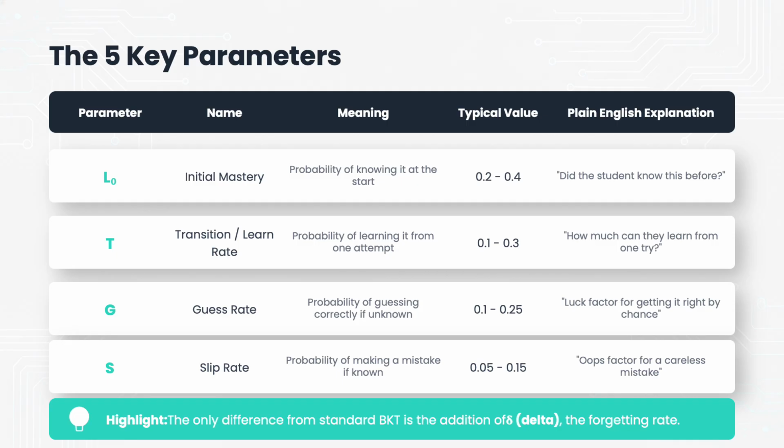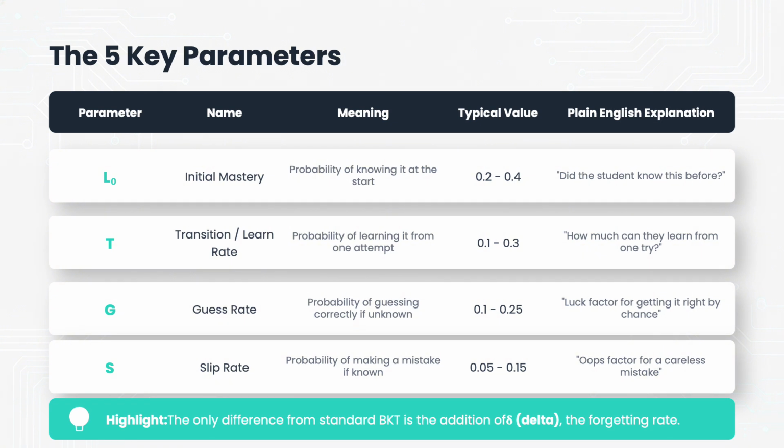To model this, we use 5 key parameters. 4 of them are from the original BKT model: the initial mastery level, the learning rate, the guess rate, and the slip rate. These represent the student's starting point, their ability to learn from practice, their chance of guessing correctly, and their chance of slipping up.